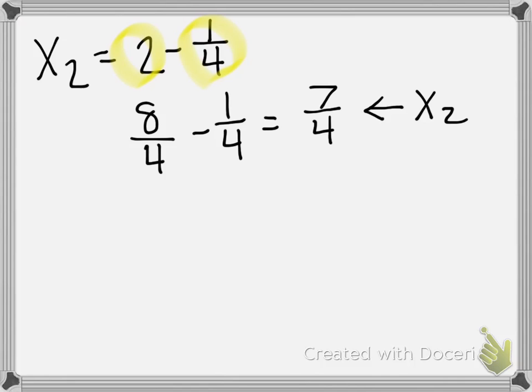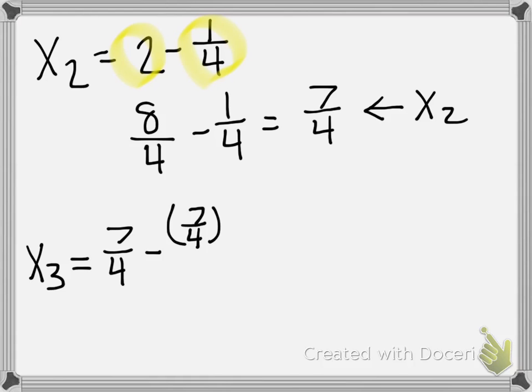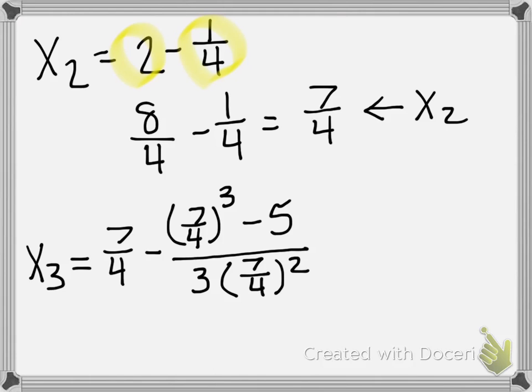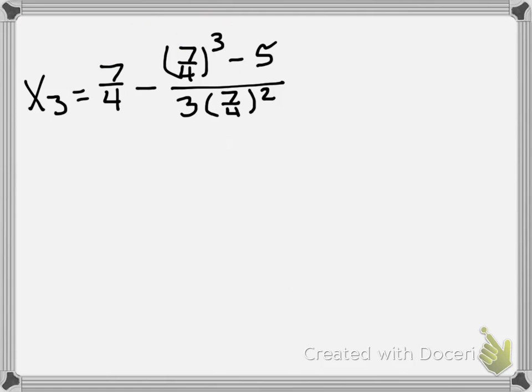So now we'll go through and set everything up again for our x3. That's going to be equal to 7 over 4 minus 7 over 4 cubed minus 5 over 3 times 7 over 4 squared. Okay, so here's where we should be sitting at. Go ahead and start writing everything out.